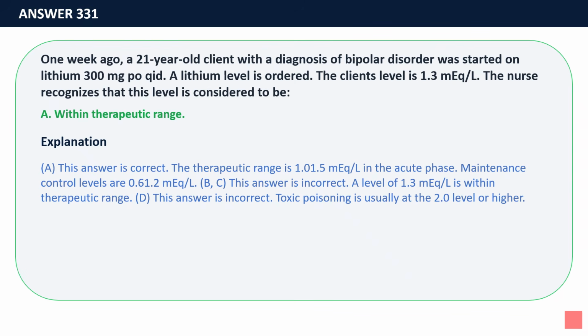Explanation: A. This answer is correct. The therapeutic range is 1.0 to 1.5 milliequivalent/L in the acute phase. Maintenance control levels are 0.6 to 1.2 milliequivalent/L. B. C. This answer is incorrect. A level of 1.3 milliequivalent/L is within therapeutic range. D. This answer is incorrect. Toxic poisoning is usually at the 2.0 level or higher.